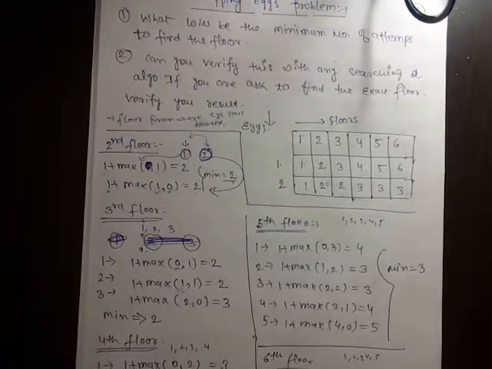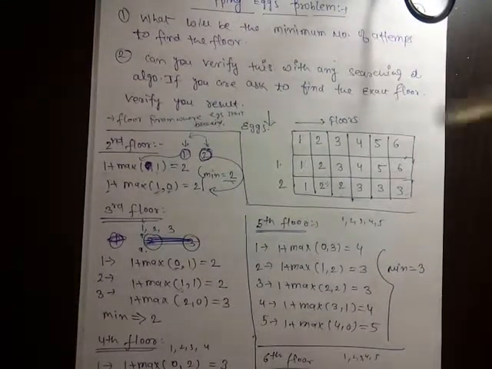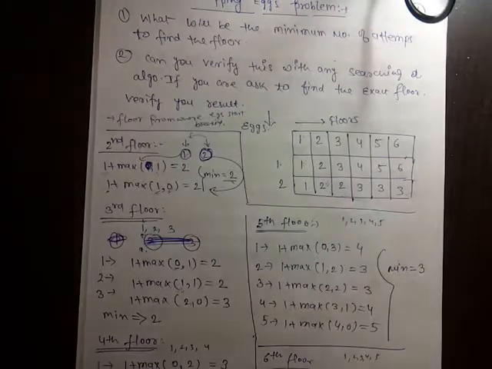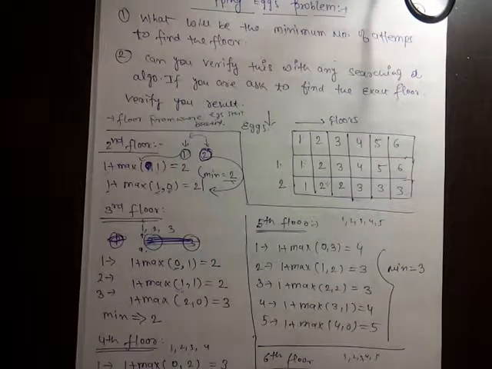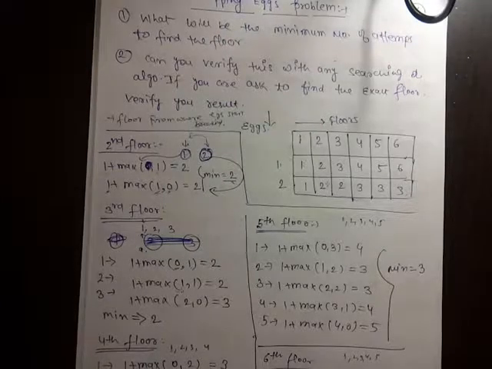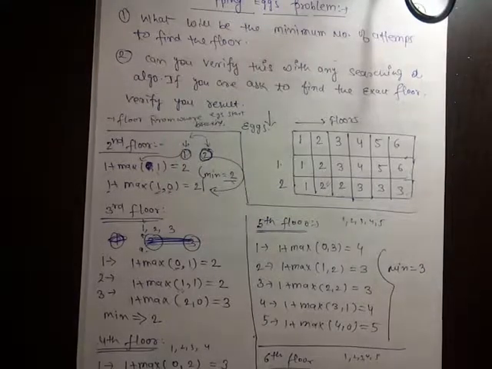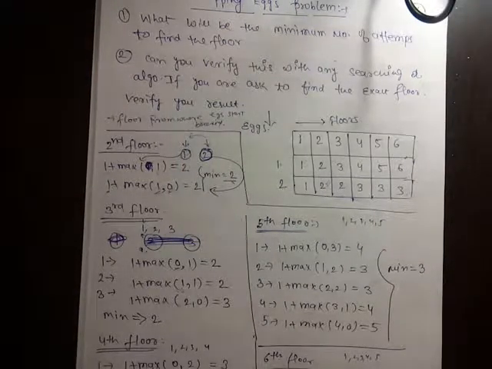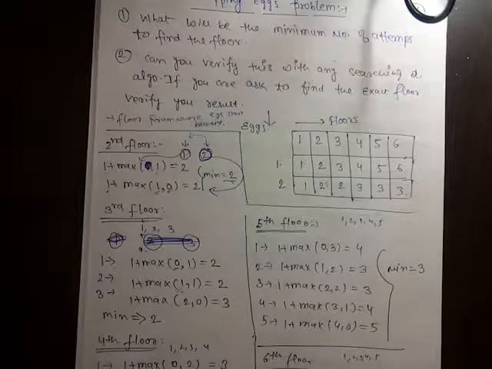Now, I have divided this problem into two parts. First is how to find the minimum number of attempts, and second is how you can verify your answer, that whatever you find is the minimum, and what approach you are supposed to use. Either you can go with binary search, linear search, whatever you want. Firstly, I'm going to explain the algorithm with the help of which you will find the minimum number of attempts.